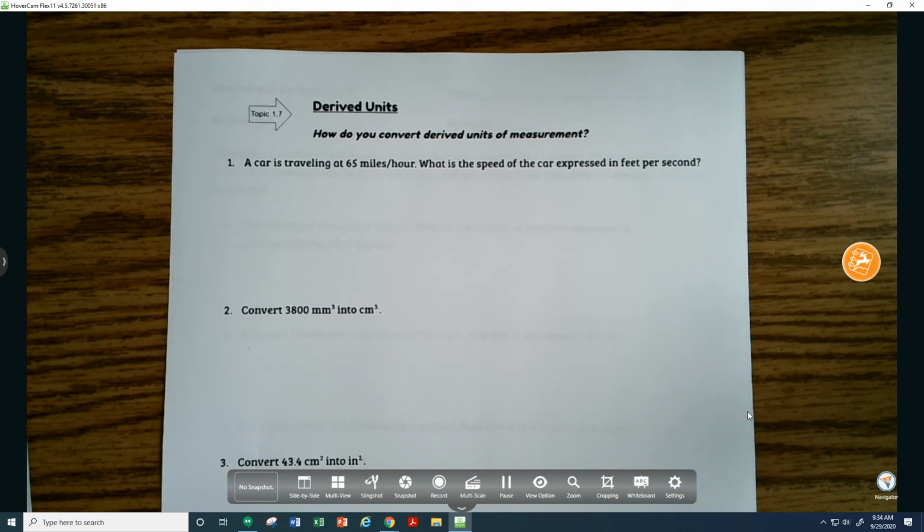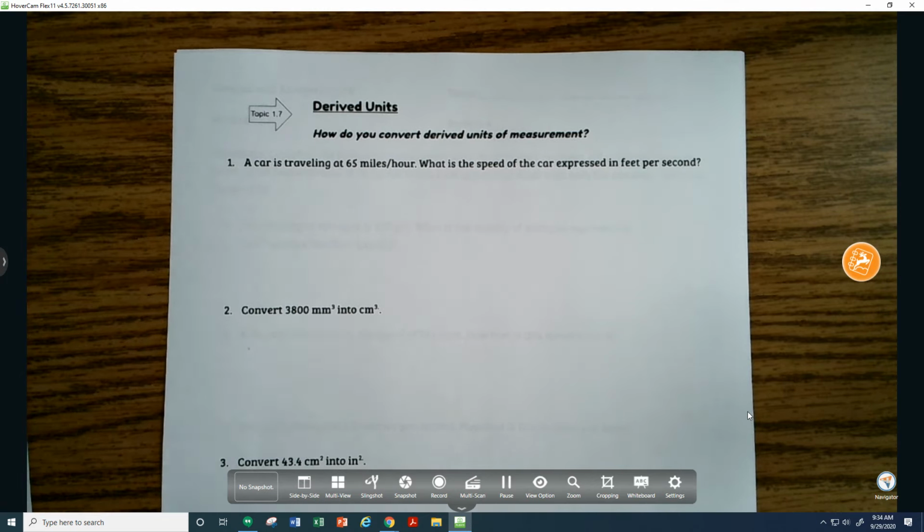This is the notes for topic 1.7 on how to do conversions with derived units. So what we've been working with so far are units that you can measure directly, like meters. You can use a meter stick. Same thing with centimeters. You can measure seconds with a stopwatch. Everything, again, you have a device that you can measure each of those directly.